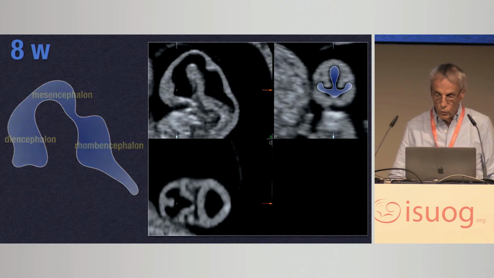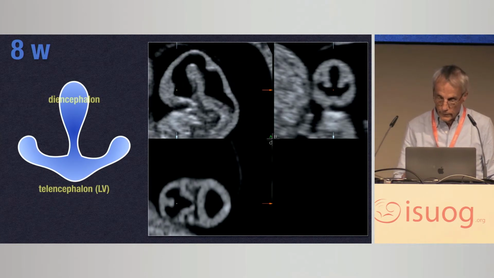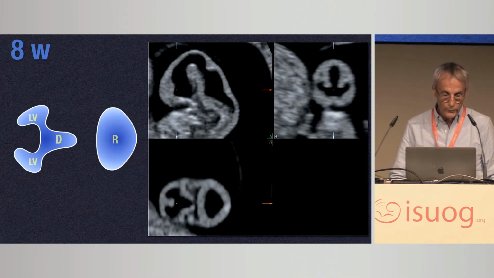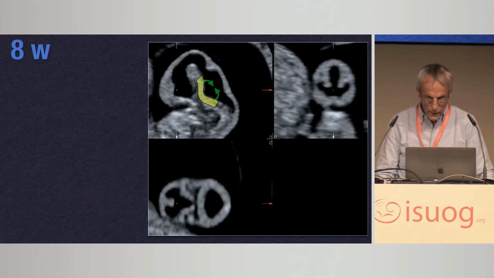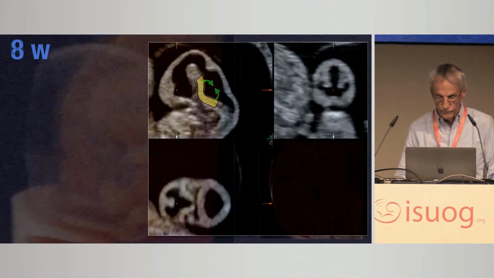If you go to the coronal view, it looks like an anchor. You can see the diencephalon and the telencephalon giving the two lateral ventricles. And this is the axial view with the rhombencephalon on the posterior part and here the two lateral ventricles. And at 8 weeks of pregnancy, just before 9 weeks of pregnancy, what will happen, you will have a flexure of this part. This is a brain stem, and you will see it later.